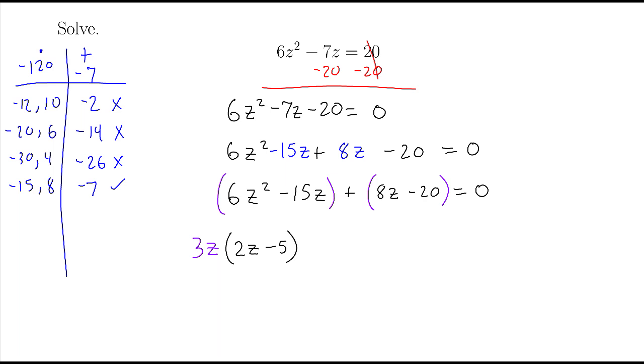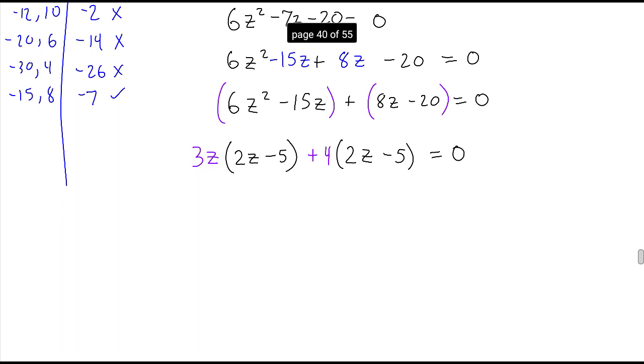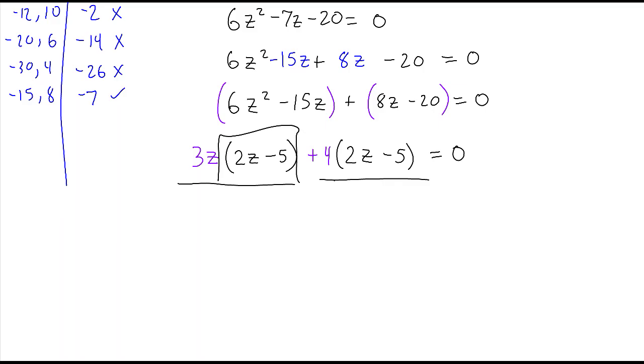Now for 8z minus 20, those are both divisible by 4. So I'm going to factor out a 4. 8z divided by 4 is 2z. And negative 20 divided by 4 is negative 5. Okay, good. My parentheses match. So if my parentheses match, I have common factors between these two terms. The common factor is 2z minus 5. So I will factor out the 2z minus 5 as my common factor.